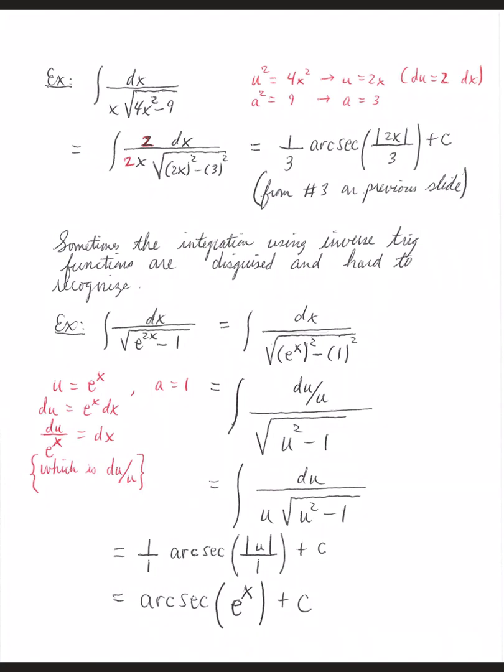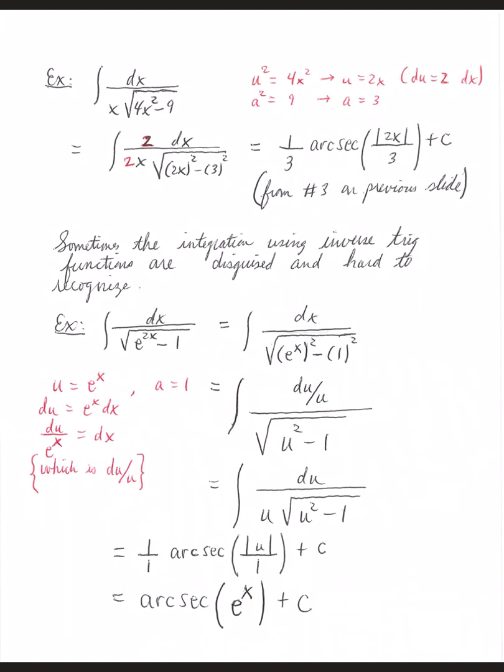Okay, so we've got an example that's going to use secant inverse. We have the integral of 1 over x times the square root of 4x squared minus 9 dx. Let's note that u squared is 4x squared, so that tells us u is 2x. The derivative of u is 2 dx, and I made that little note here. A squared is 9, so that means a is 3.